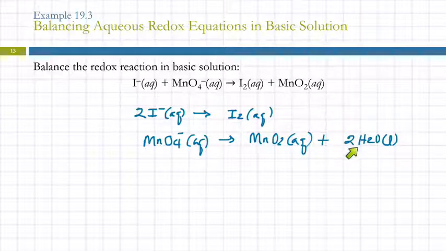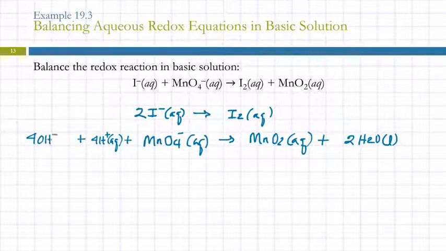And then I've introduced hydrogen. So I've got 4 hydrogens there. So on this side, I'm going to add 4 hydrogen ions. It's the same so far. Basic solution, what I'm going to do now is I'm going to look at my hydrogen ions here. I've got 4 hydrogen ions. That tells me I need to add 4 hydroxide ions. I have to add that to each side or it's not going to be balanced.